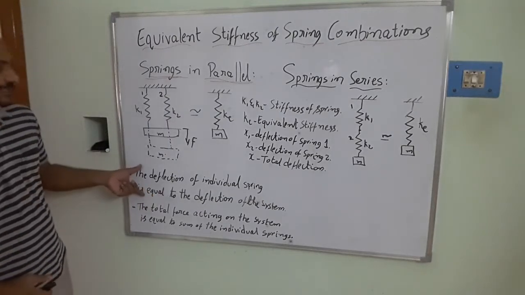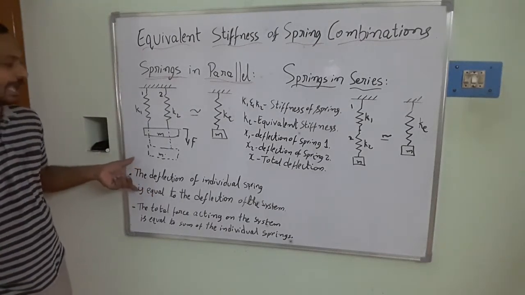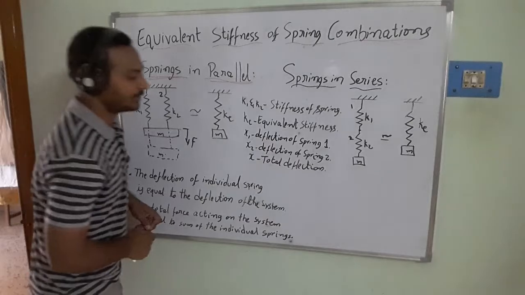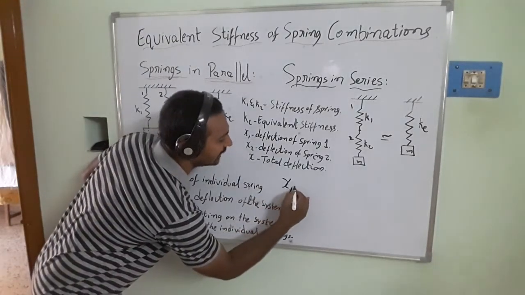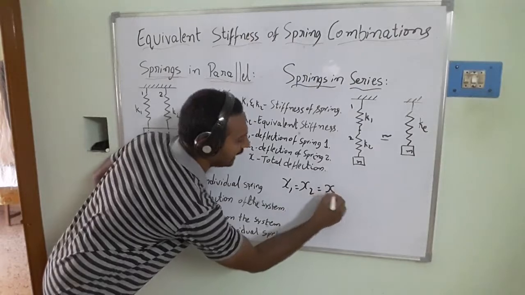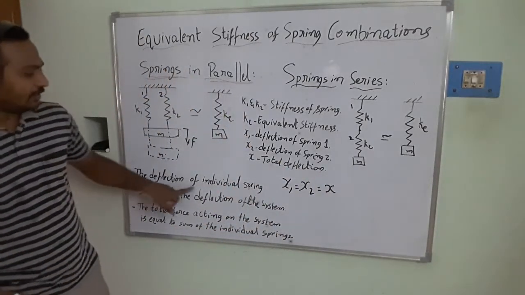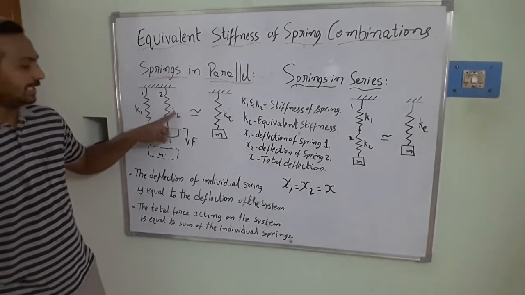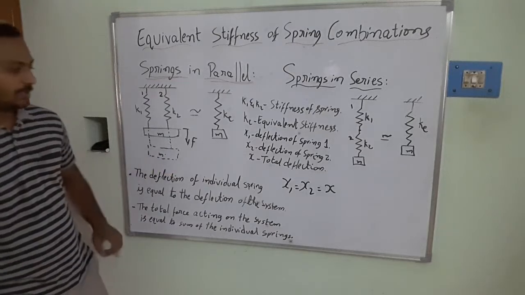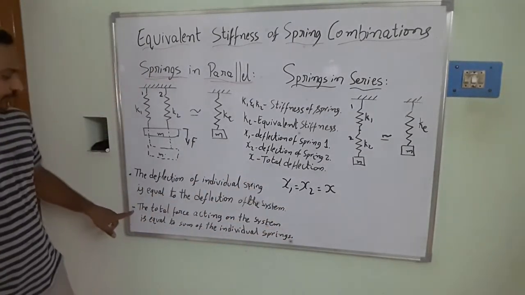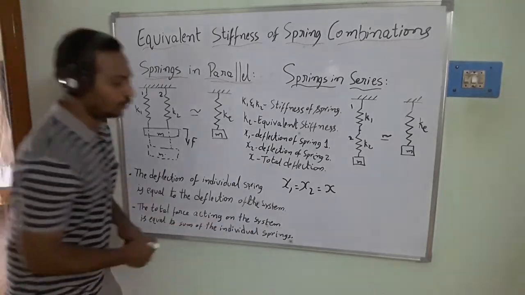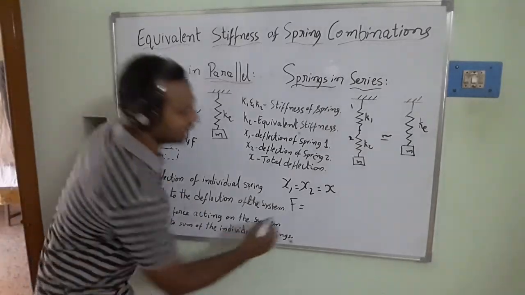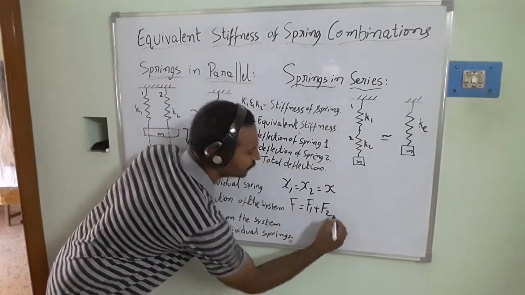So I am going to write this mathematically. The deflection of the individual springs, X1 and X2, I am writing here: X1 is equal to X2, which is equal to X. That is the deflection of the individual springs. So X1, that is spring 1, is equal to spring 2, which is equal to the total deflection of the system. Now what is the next definition we have? The total force acting on the system is equal to the sum of the individual springs' forces, that I am writing as F1 plus F2.